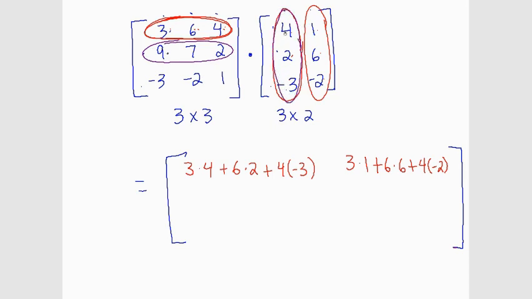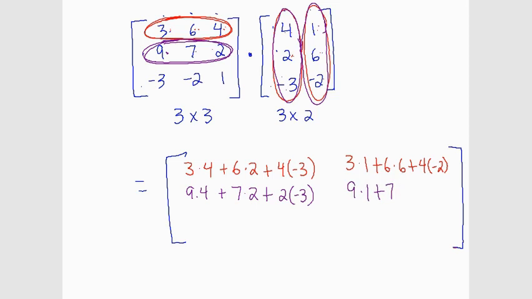So 9 times 4 plus 7 times 2, and then 2 times negative 3. Now we're going to take, once again, this row and multiply it by this column. So 9 times 1 plus 7 times 6 plus 2 times negative 2.